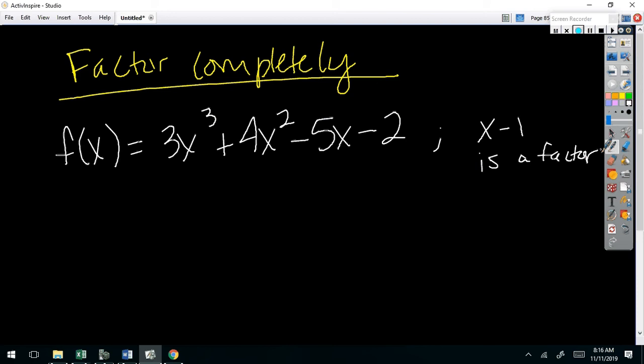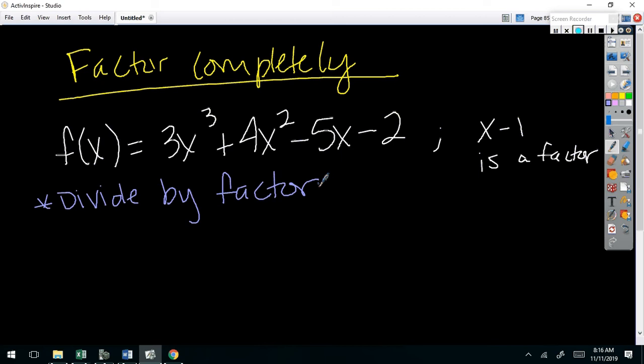Possibly. What could we do? If we have one factor, what can we do to find the other factors? Divide it, right? When we divide by a factor, we get a factor. Remember that 6 divided by 3 is 2? 3 and 2 are factors. So what we can do, divide by the factor. Okay?